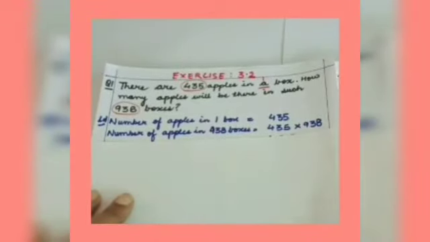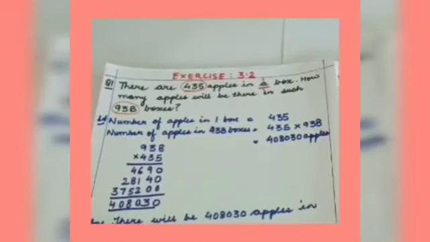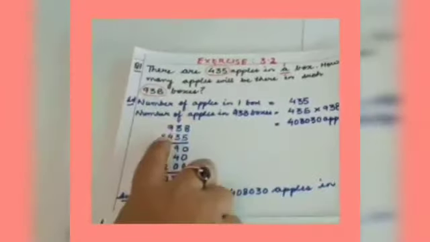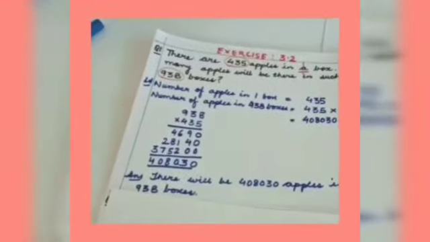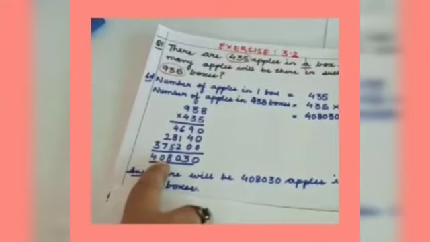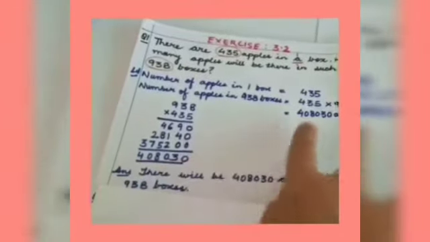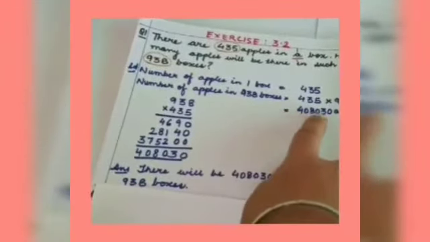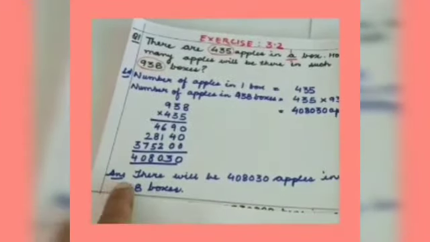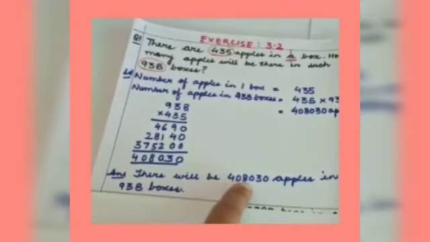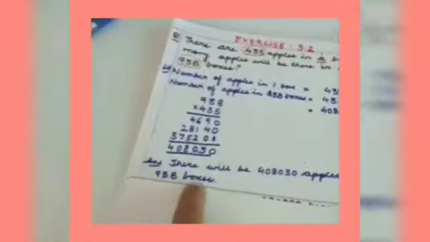Now you have to show the multiplication being done here. This is how you can show the multiplication: 938 multiplied by 435. All of you know how to do the multiplication. The final product here will be 4,08,030. So here you will write it down, 4,08,030 apples, and then you will conclude your answer by writing there will be 4,08,030 apples in 938 boxes.